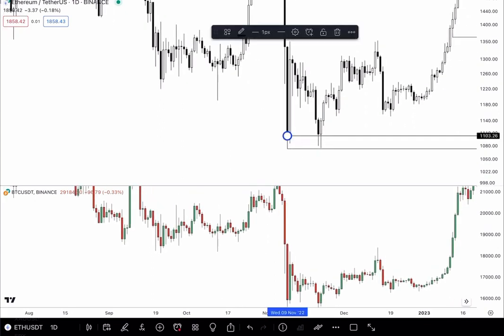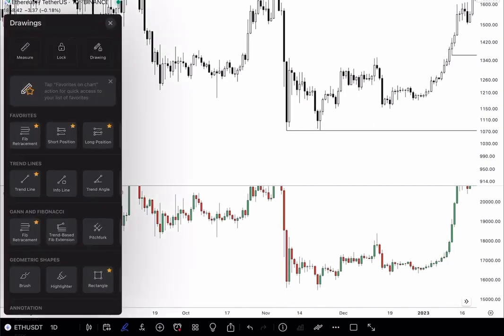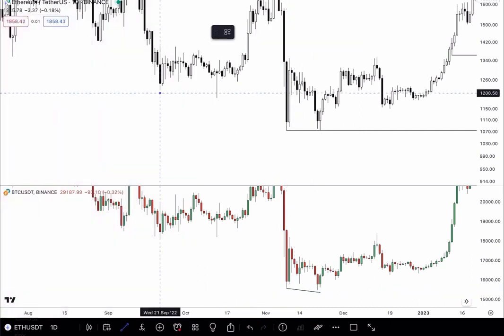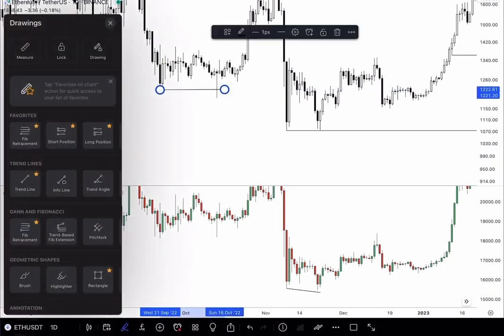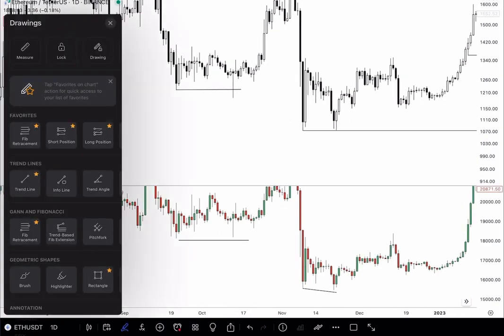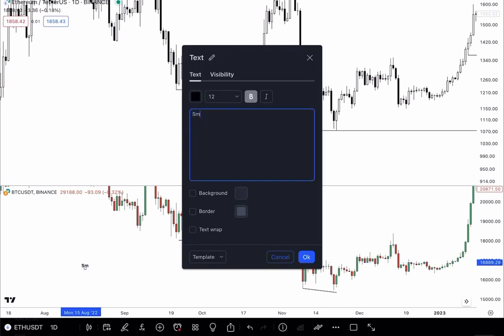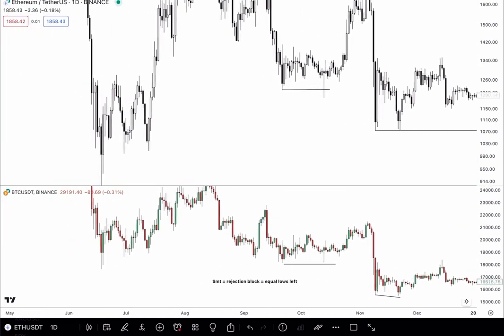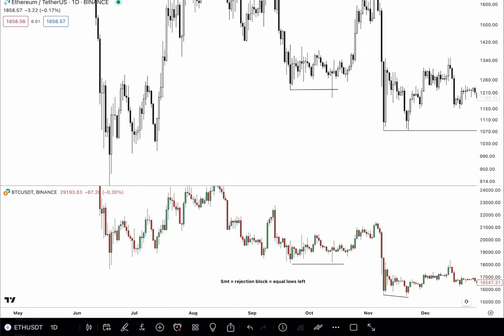Right? You got an SMT here. Right here, right? SMT. And you got, in Ethereum, by the way, SMT here, which held the rejection block over here. So, why did it leave equal lows? Because of the SMT, right? SMT equals rejection. Let's write this one down. SMT equals rejection block equals equal lows left, right? That one is for your notes.